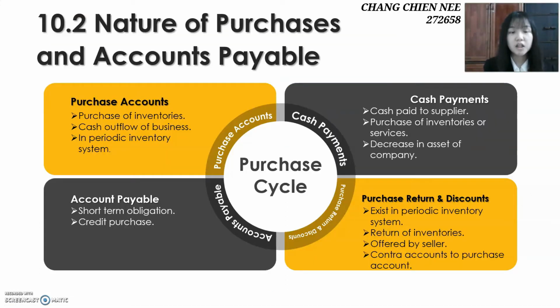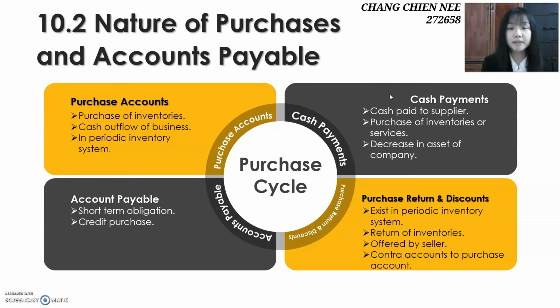In the purchase cycle, information will flow through numerous accounts. Here, we will focus on 4 main accounts. First, the purchase account. It is a nominal account used in recording the purchase of inventory from the suppliers. It can be said that the risk and reward related to the asset will transfer to the buyer once the purchase occurs. However, the purchase account is used in the periodic inventory system only.